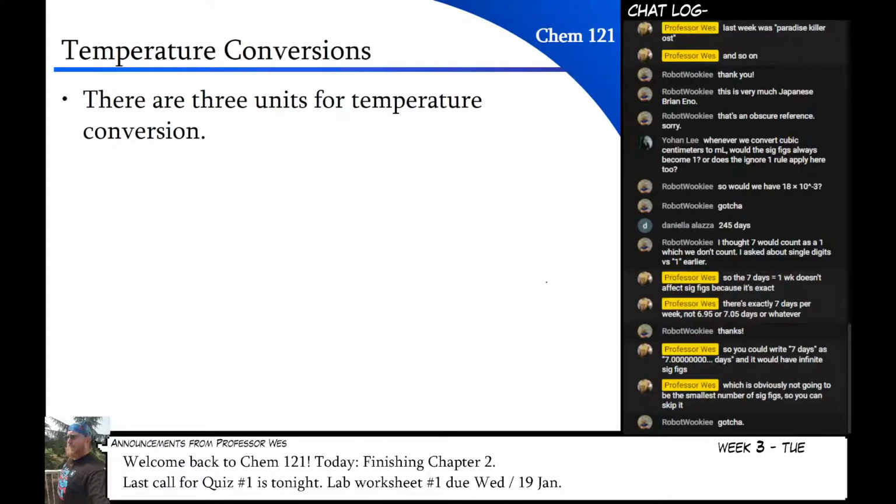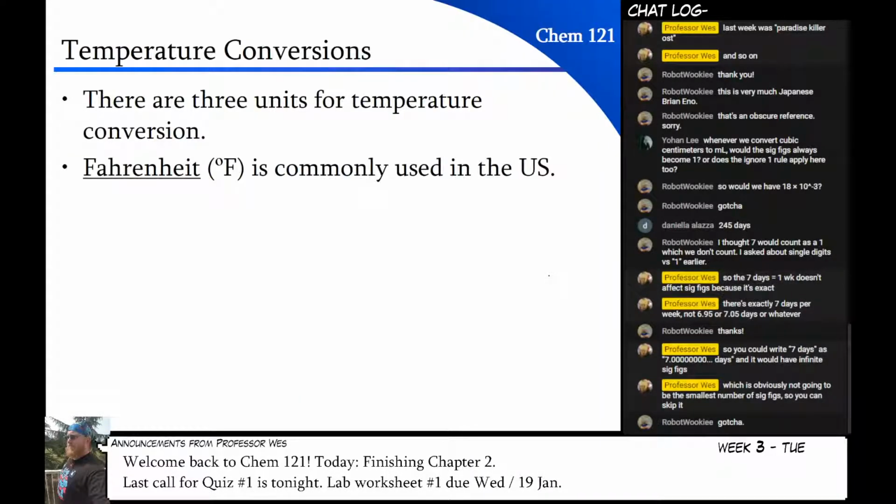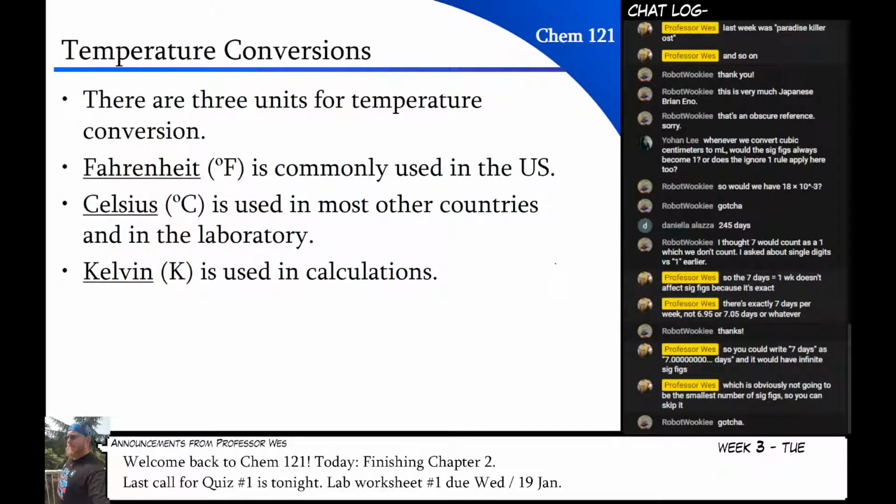So just real quick, we'll talk about temperature. Here are the 3 units that we use: Fahrenheit, Celsius, and Kelvin. Fahrenheit is dumb. It is used to confuse Canadians. My buddy Mike, who lives in Ottawa, and I talk about the weather all the time because that's what we do.